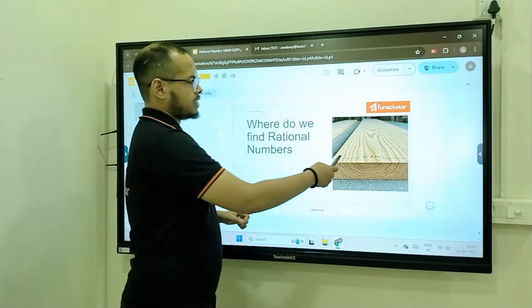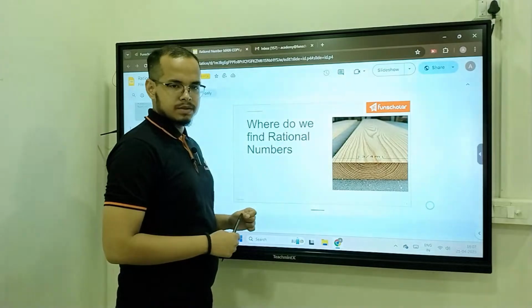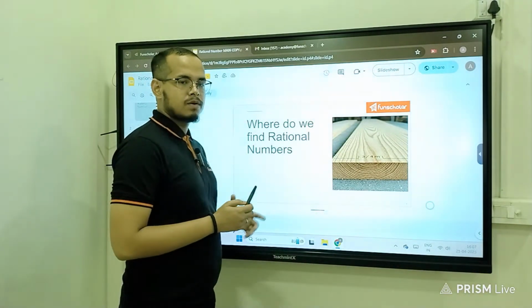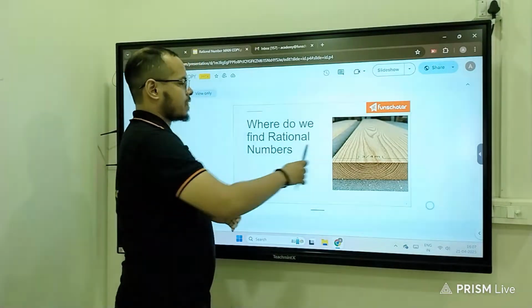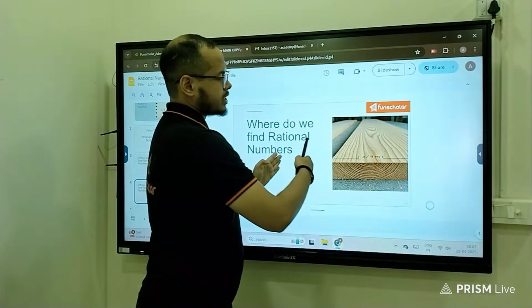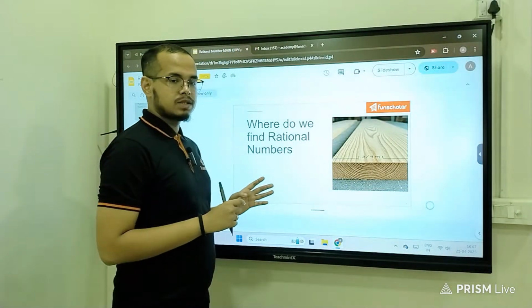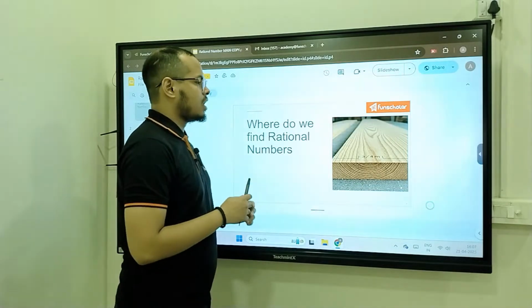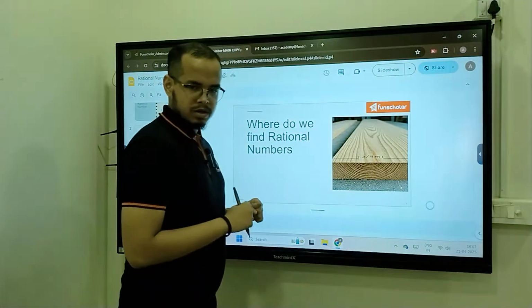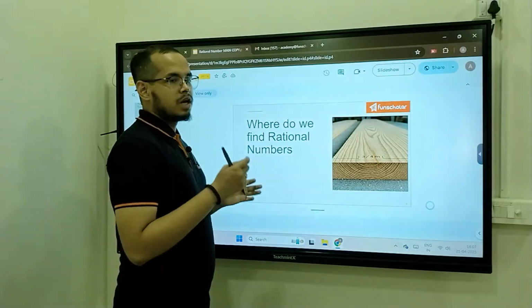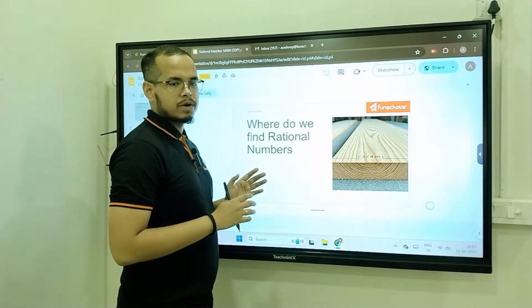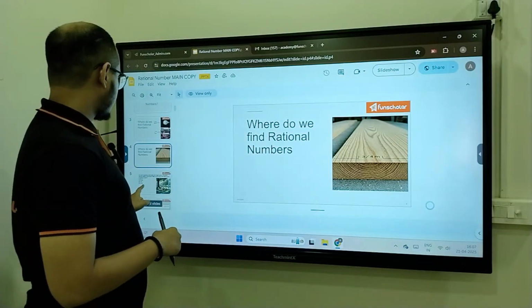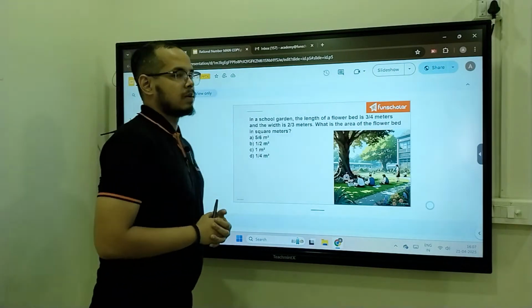Now again, see, this is a wooden slab. Okay, so this particular slab will be nothing but here 3 by 4 is present. So this entire thing is 1 meter, and always remember meters are something that are going to be present over here. For example, 3 by 4 means it is 3 parts out of the 4 parts of that particular thing. Okay, so this is where we find rational numbers. Now let us come to the first question.